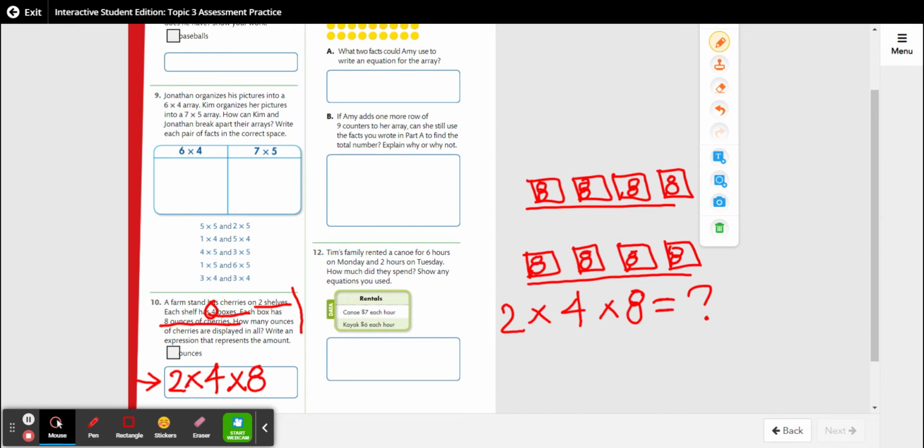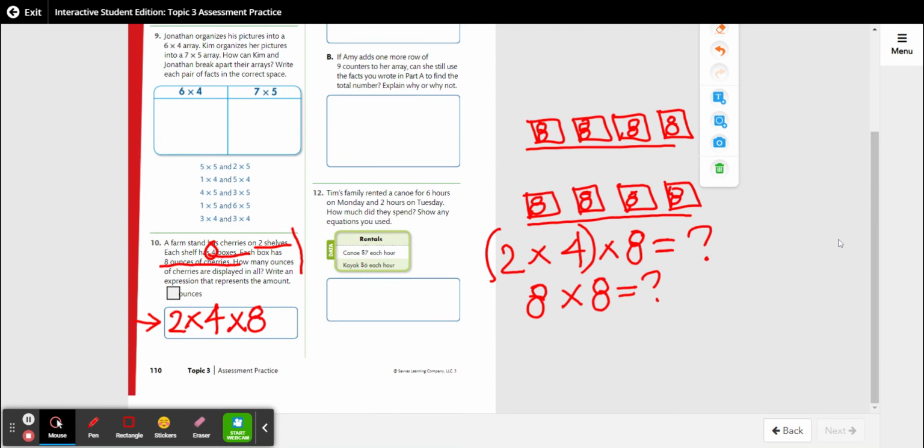Well, with the associative property, it doesn't matter how we want to group the factors. The easiest way for me to do it, I think, is to say, well, what's 2 times 4? 2 times 4, that's easy. That's 8. So now I'm left with 8 times 8 equals... Well, if you know your 8's facts, it's easy. You're going to know the product.